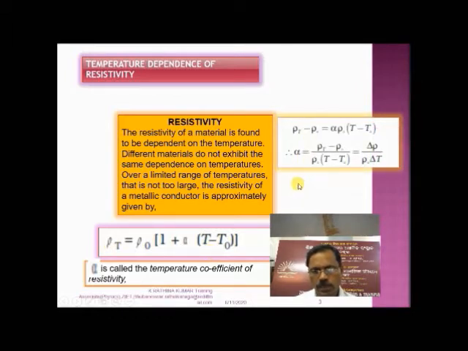Let us see these equations. Rho at temperature T minus the resistivity at the initial temperature is equal to the coefficient of resistivity into the resistivity at the initial temperature into T minus T naught. So the alpha, the temperature coefficient of resistivity, can be written as alpha equals rho at temperature T minus rho at T naught, divided by rho naught into T minus T naught, which is equal to del rho by rho naught into del T. Del means variation or change in the resistivity divided by the change in the temperature.